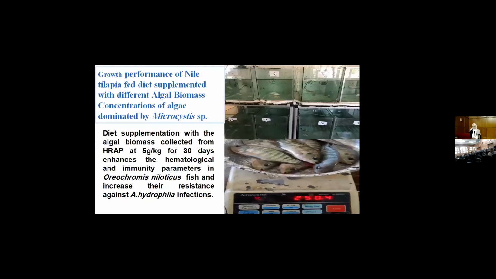And it was also tested for the fish. The growth performance of Nile tilapia with diet supplemented with different algal biomass concentrations of algae dominated with Microcystis species. The diet supplementation with the algal biomass collected from the high rate algal pond at 5 grams per kilogram for 30 days enhances the hematological and immunity parameters in the fish and increases their resistance against Aeromonas hydrophila infection.